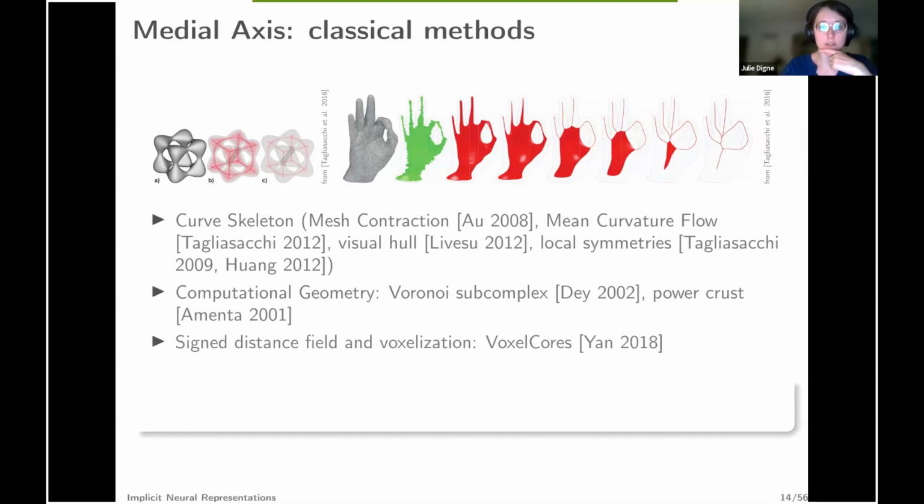Interestingly, in 2018 there was a paper which already extracted the medial axis from the signed distance field through a voxelization. The important thing is that it came with theoretical bounds on the error made by the estimation with respect to the real theoretical medial axis. So it was quite nice, and it worked with a discretization of the signed distance field.